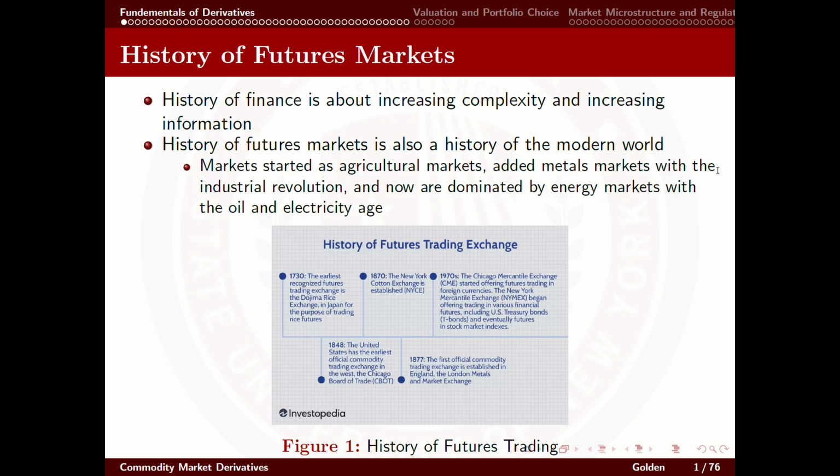So let's start with the history of futures markets. The history of finance is about increasing complexity and increasing information. If you think about how equities have developed and how stock markets have developed, you've gone from very simple markets where there was little information and you could exploit information. You would have people who would row boats out to learn about the Napoleonic War earlier and trade on that. And now you have people who do high-frequency trading where they exploit signals in the market in a fraction of a second. So finance, and particularly equity finance, is all about increasing complexity and increasing information.